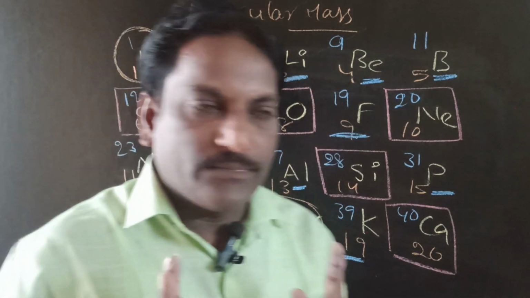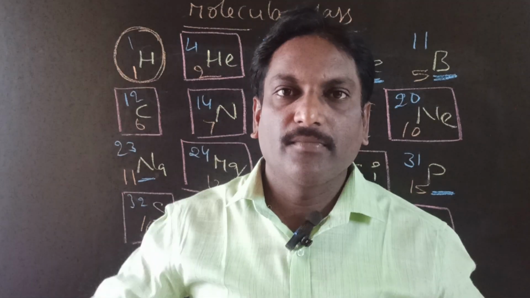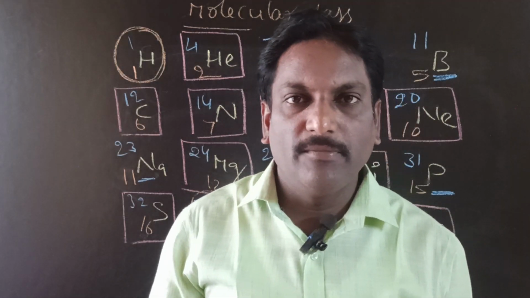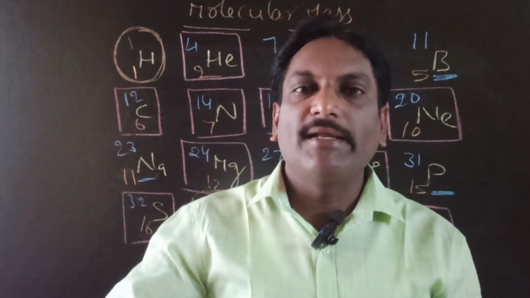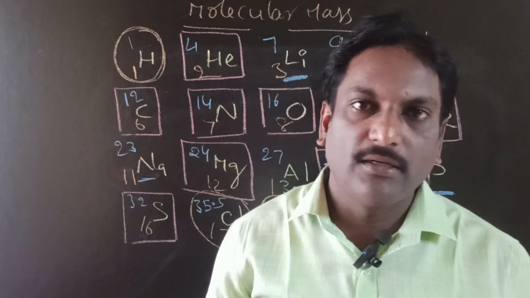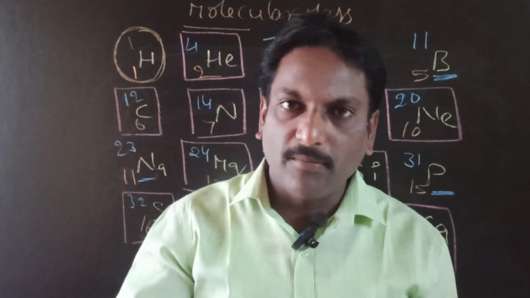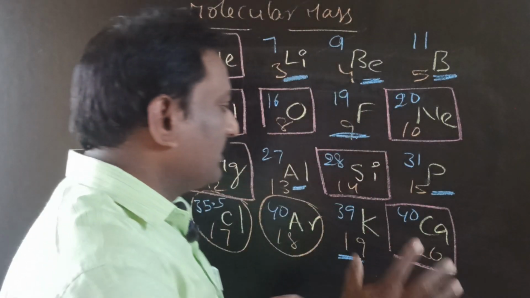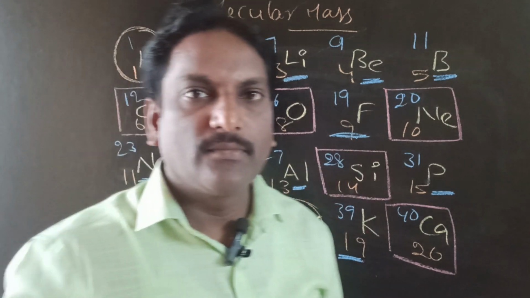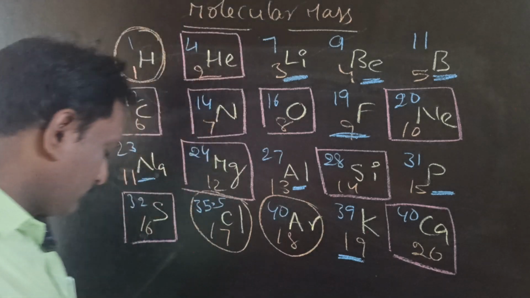So for some elements we need to remember the atomic masses specifically, and for a few elements there is no need to remember, because you get the atomic mass by doubling the atomic number. In some cases we need to double the atomic number and add 1. In this way you need to remember the atomic masses of elements 1 to 20, right?